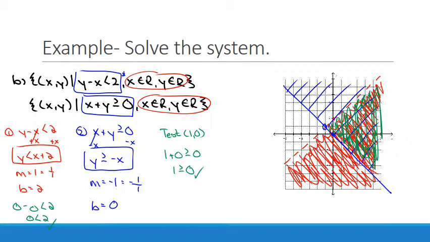So a sample answer would be anything from that region, and I actually can use my test point. My test point happens to be 1, 0, so there would be my sample answer as well, in case that was asked. So really, we have a few steps here. Our first step would be to graph and shade each individual inequality. And then the second part is really just determining the solution region.